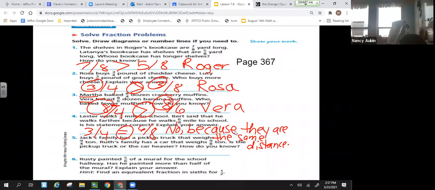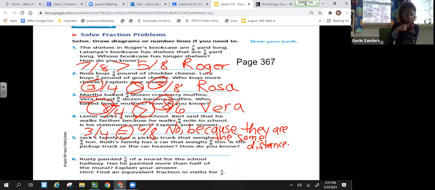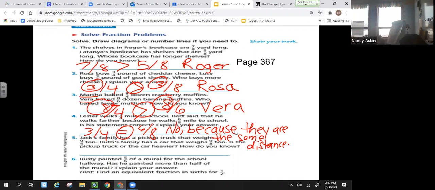All right, we're going to do one or two more, and then you guys are going to work on these on your own, well, with a partner or a triad. Let's make sure we got this figured out. Jack's family has a pickup truck that weighs 9/4 of a ton. This family has a car that weighs 9/8 of a ton. Which one is heavier? Is the pickup truck or the car heavier, and how do you know?